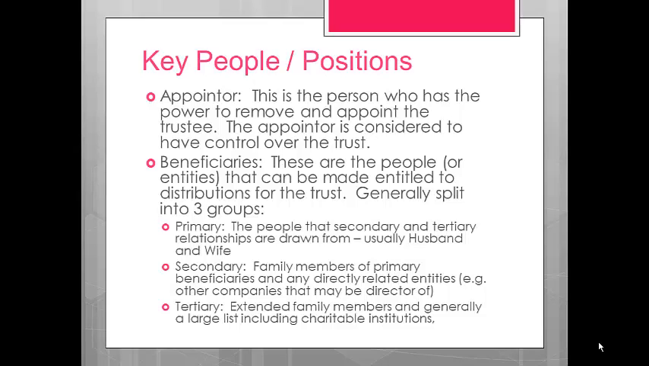Beneficiaries, these are people or entities that can be made entitled to distributions from the trust. Generally they're split into three groups. Primary beneficiaries, the people that secondary and tertiary relationships are drawn from, and usually this is the husband and wife in a business relationship. Secondary beneficiaries are the family members of the primary beneficiaries and any directly related entities, for example a company that a primary beneficiary might be a director of. And tertiary beneficiaries are the extended family members and generally a large list of included charitable institutions.